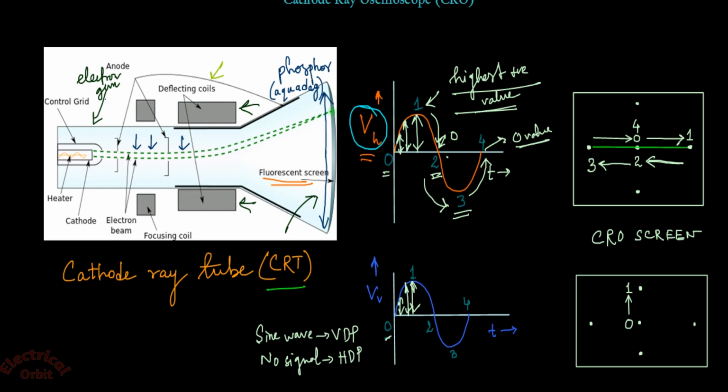From 1 to 2 the amplitude is again decreasing and becoming 0, so in the same way it is 2. Then from 2 to 3 it is extreme negative, and from 3 to 4 again 0. So we will get a vertical line like this on the CRO screen as the output of this voltage waveform, which is sinusoidal in nature and given to the vertical deflecting plate.